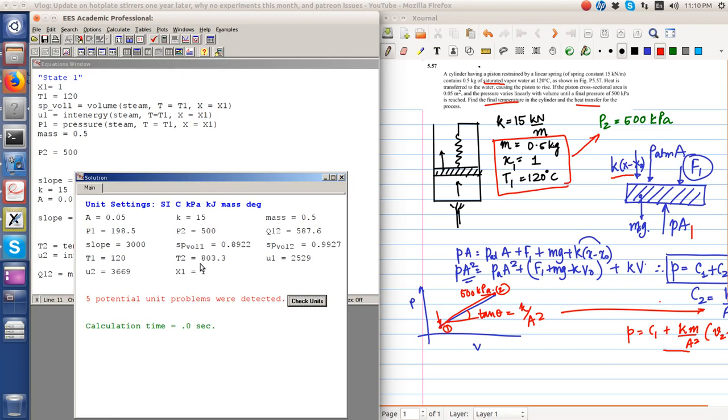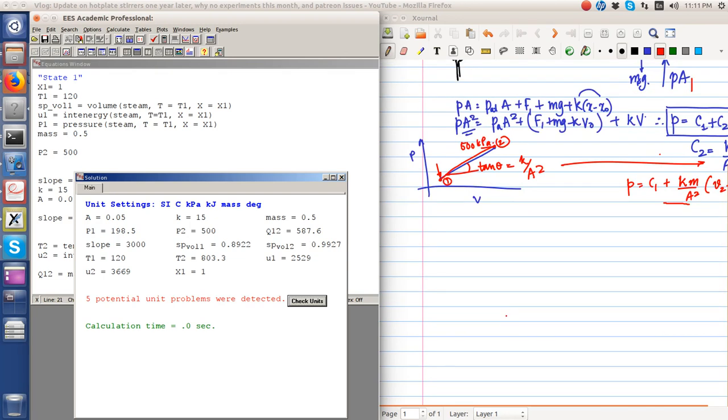It was rather laborious, but the idea is very simple, that the slope has to be matched to find out the specific volume at the point 2. So the amount of heat transfer is equal to 587.6 kilojoule and the final temperature is 803.3 degrees Celsius.